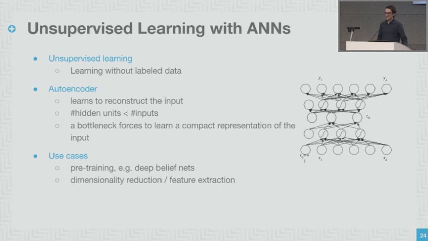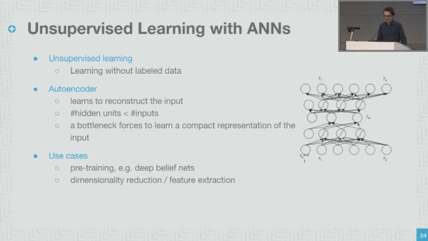So you may ask, what prevents it from learning an identity function? So how can this even be useful? So here, the bottleneck prevents that. It forces the network to learn a compact representation of the input. Since the number of hidden units is smaller than inputs, the model learns how to represent the input using a smaller feature space.